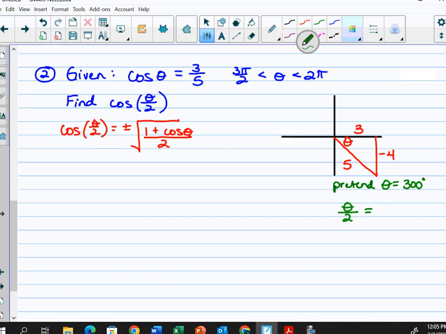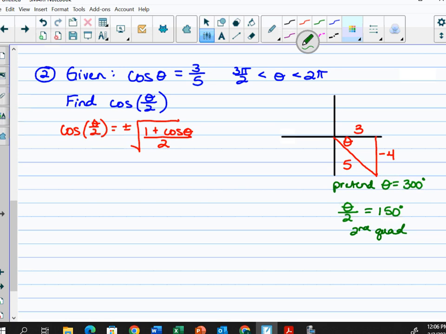170. 150. Okay. I said 150. Chris said 170. All right. Either way, what quadrant is that in? Third. It's tricky, guys. Okay, so that means theta over 2 is in the 2nd quadrant.